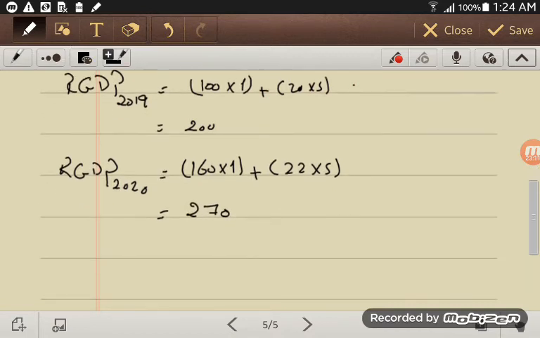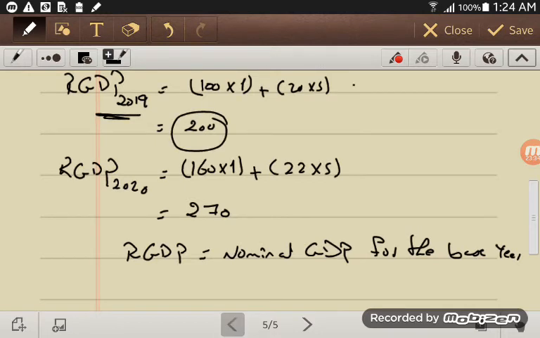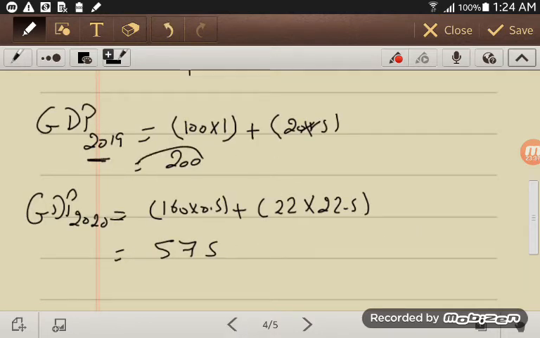So we can conclude that real GDP equals nominal GDP for the base year. With respect to base year, real GDP is 200 and nominal GDP is 200. So nominal and real GDP for the base year are the same.